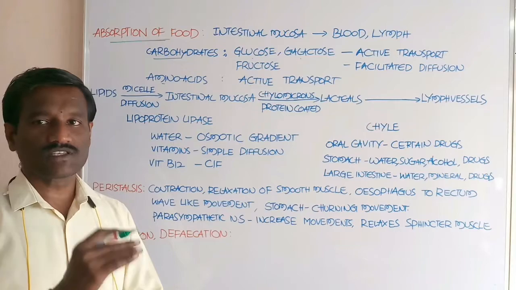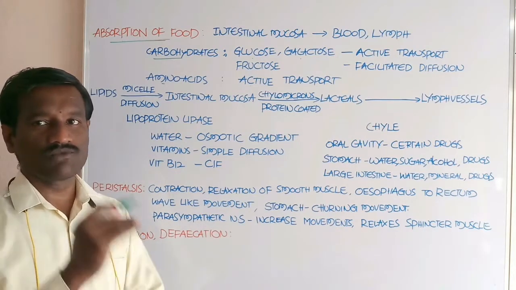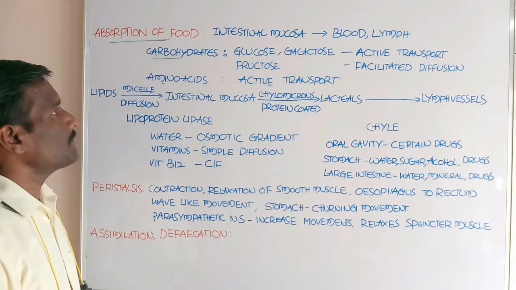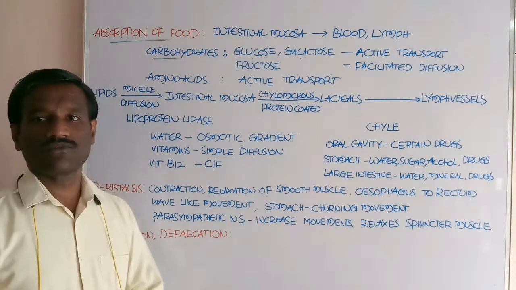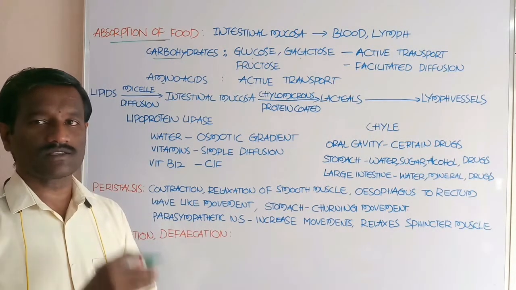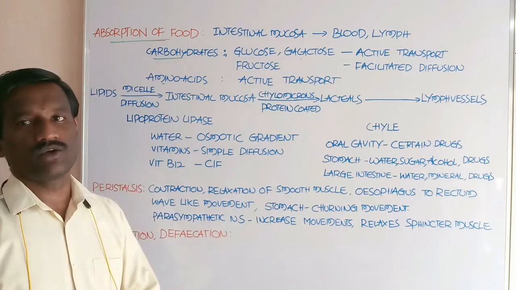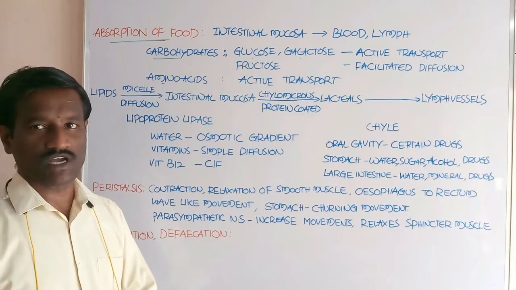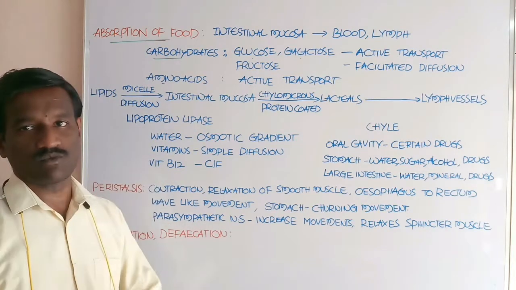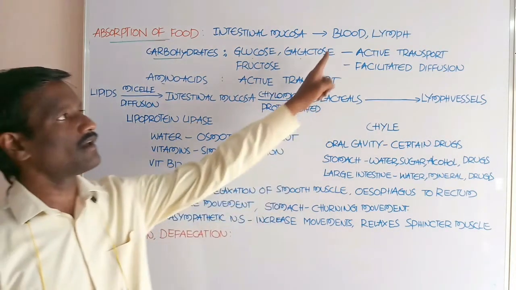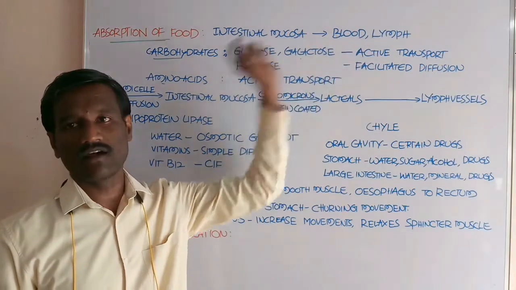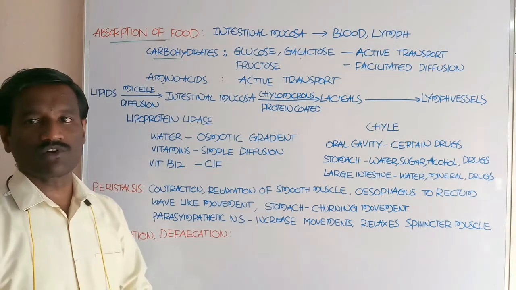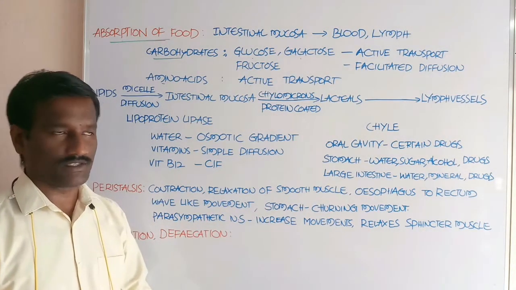This is called absorption of the food particles. Food particles first enter into the cells present in the intestinal mucosa. From the intestinal mucosa, these enter into the blood and the lymph, which are termed body fluids.